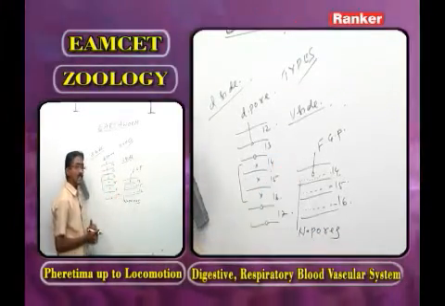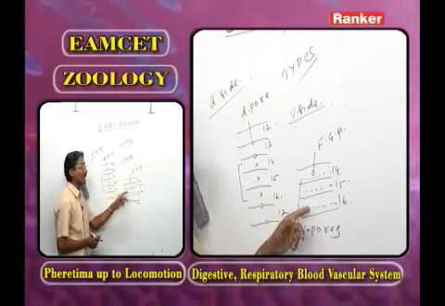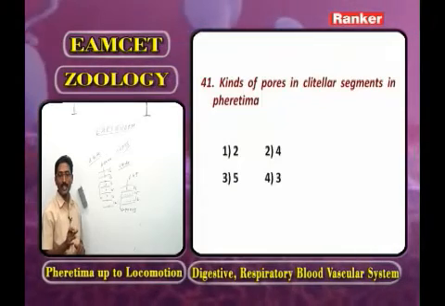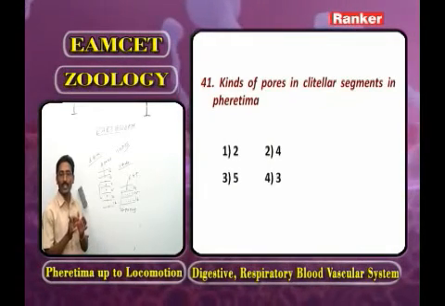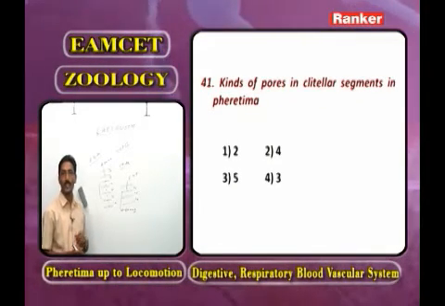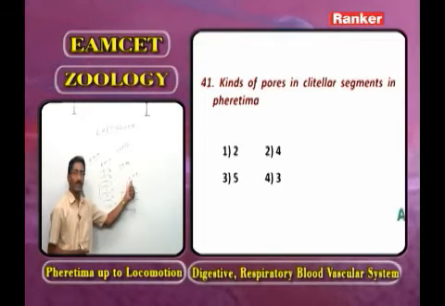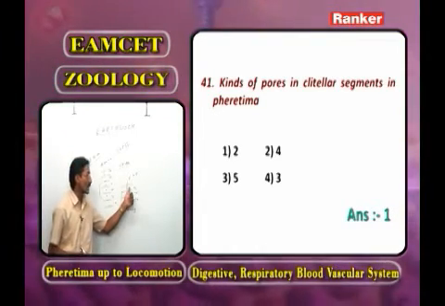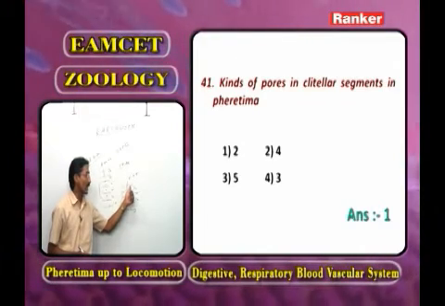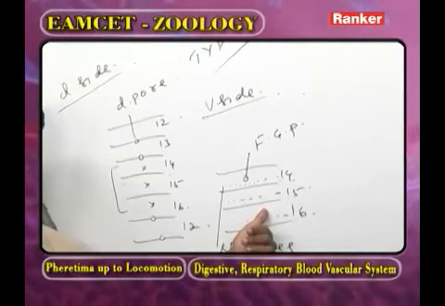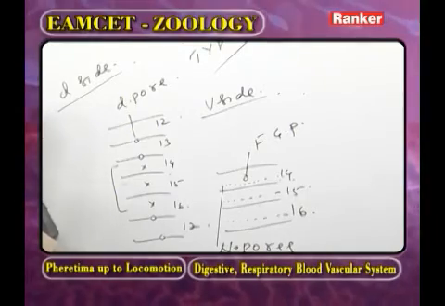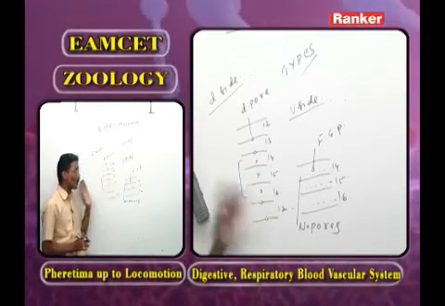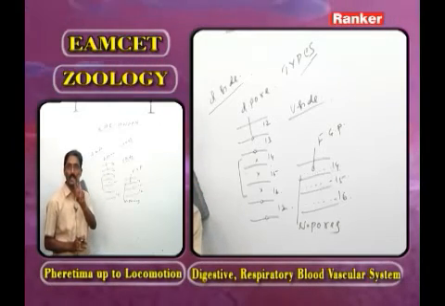How many kinds of pores in the clitellar segments? Only 2 kinds. Now you observe the options. First option, second, third and the fourth. How many kinds of pores in the clitellar segments? Only 2. That is the female genital pore. This is unpaired, only 1 present on the ventral side of the 14th segment. On the ventral side of the 14th, 15th, 16th segments, nephridiopores are also present. But on the dorsal side of the clitellar segments, no pores. So, how many kinds of pores?